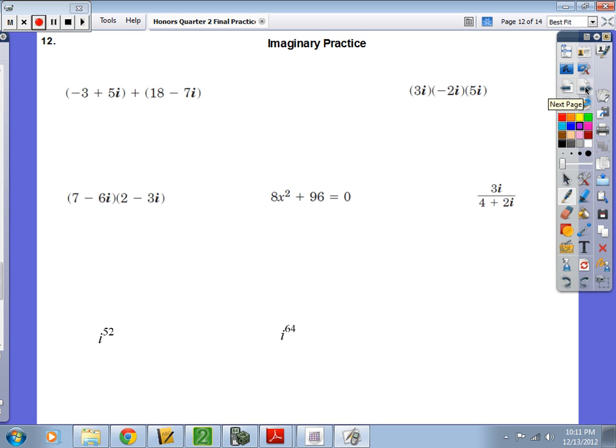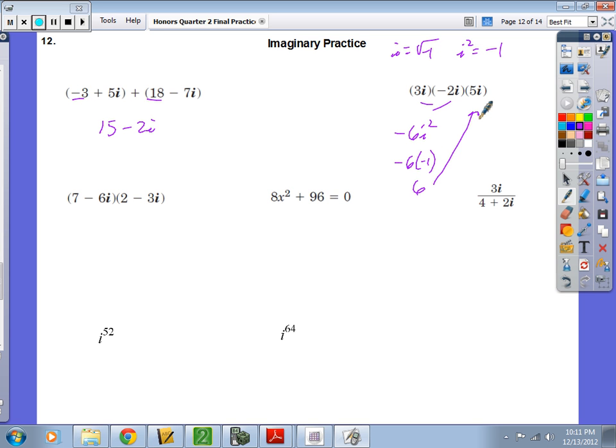Okay, imaginaries. Imaginaries, if you add them, it's a piece of cake, just like terms. Negative 3 and 18 is going to be 15, a 5i and a minus 7i is minus 2i. Multiplication, you just got to remember this. i is equal to the square root of a negative 1, but i squared is equal to a negative 1. So let's multiply them. 3i times minus 2i is going to be minus 6i squared, minus 6 times a negative 1, so that's going to be a positive 6. Anytime you come across an i squared, swap it out for a negative 1.